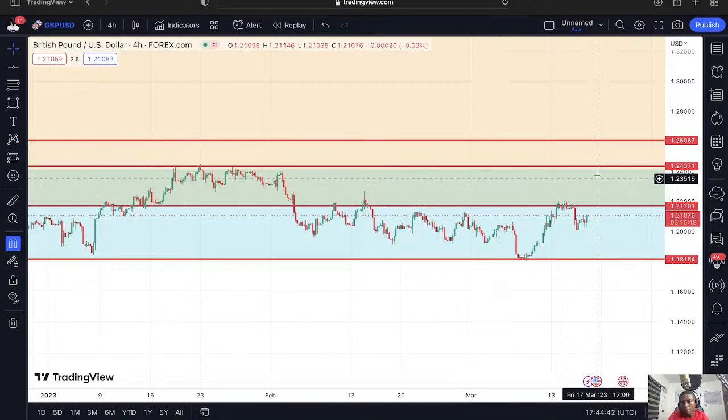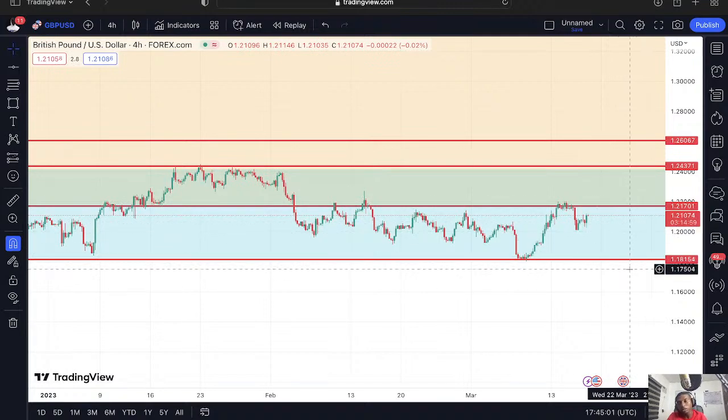Okay, you can see that we've mapped out this place to this place. This is the resistance zone that we are watching. This is the support zone that we are watching. Price will definitely break out of any of these two. So you can always set your buy order here or your sell order here, so that when price falls down to this place, it can sell off even when you're not in the market.